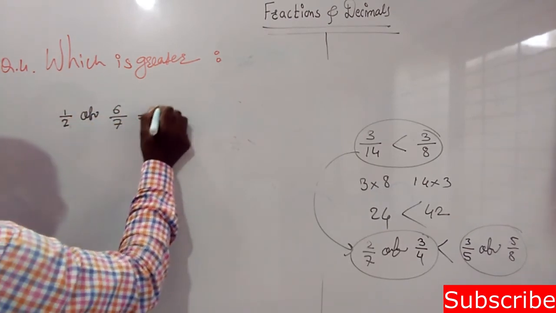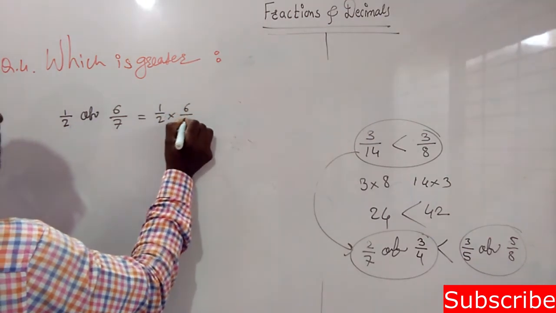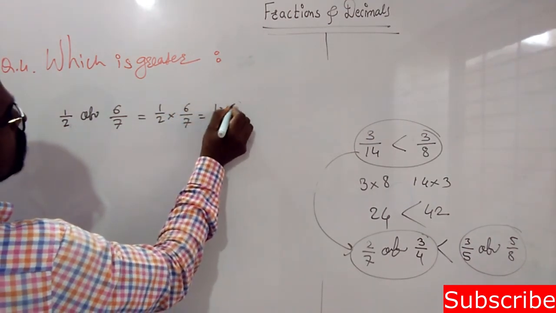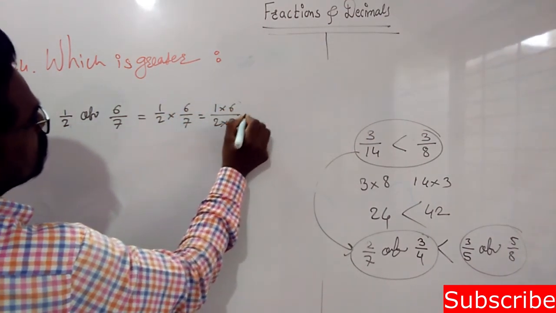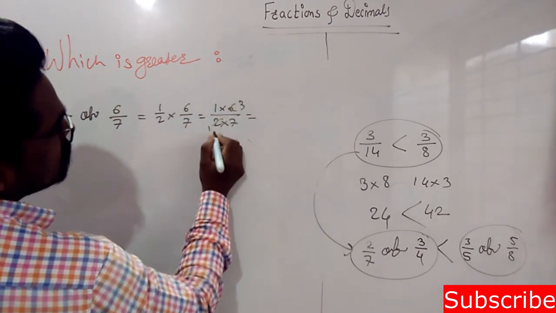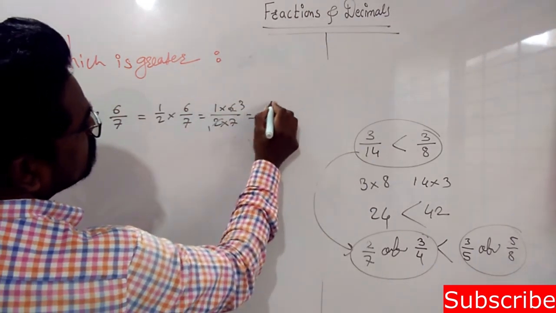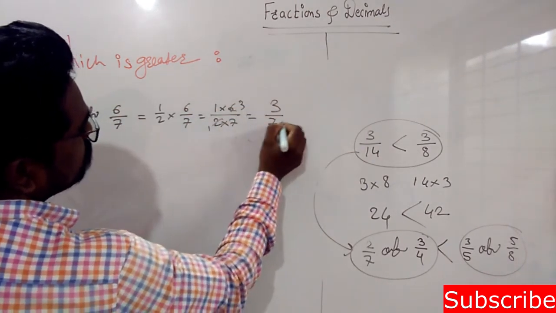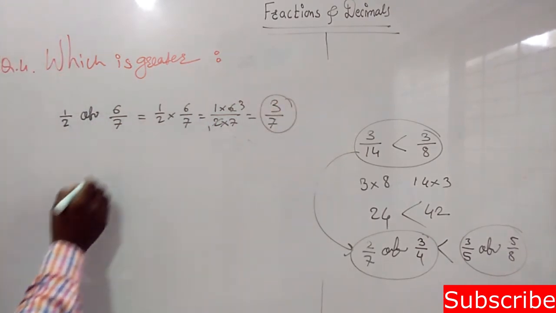So it can be written 1 by 2 into 6 by 7. So it is equal to 1 into 6 divided by 2 into 7, which is equal to 2 1s are 2, 2 3s are 6. 1 into 3 divided by 1 into 7. So this is 3 by 7.